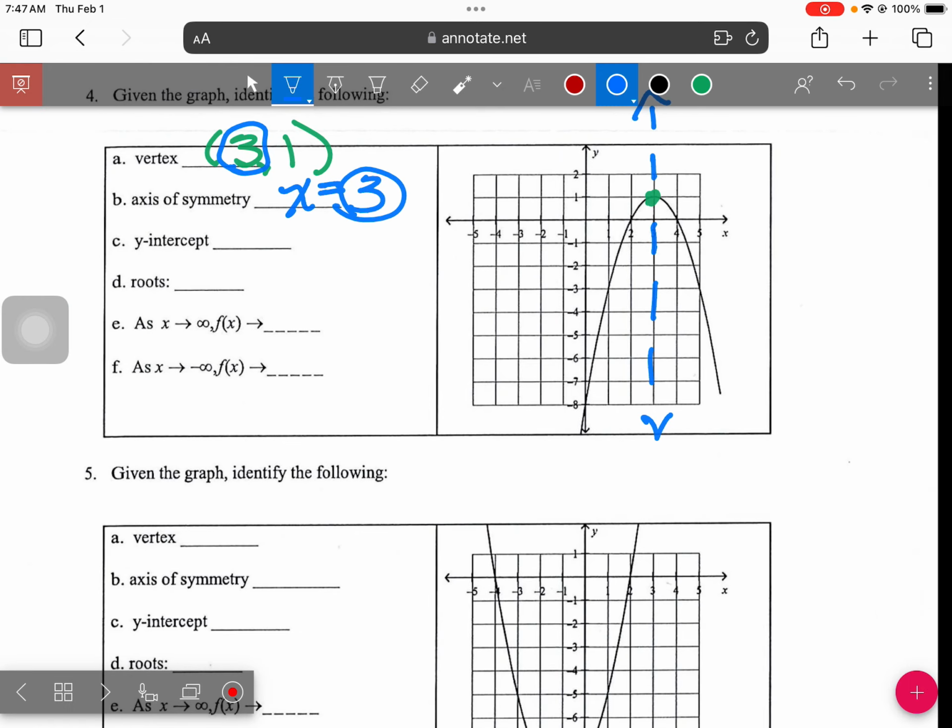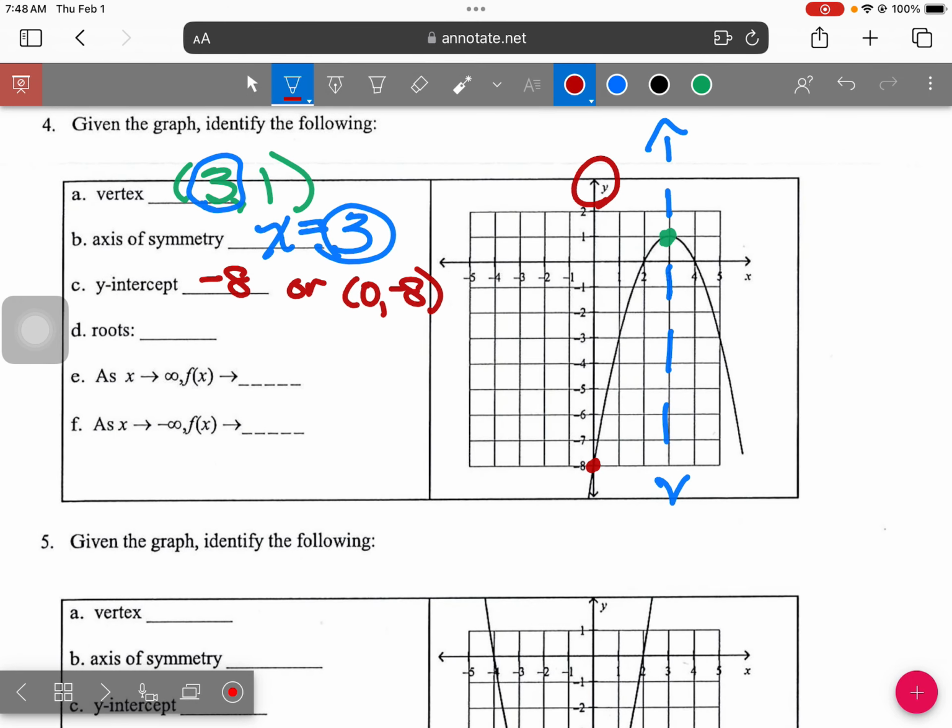Y-intercept. Who did I talk to? Anthony, what's my y-intercept? -8. Very good. The y-intercept is where the y-axis crosses your graph. So you could say -8, or you could say, and you don't have to put both, (0, -8).